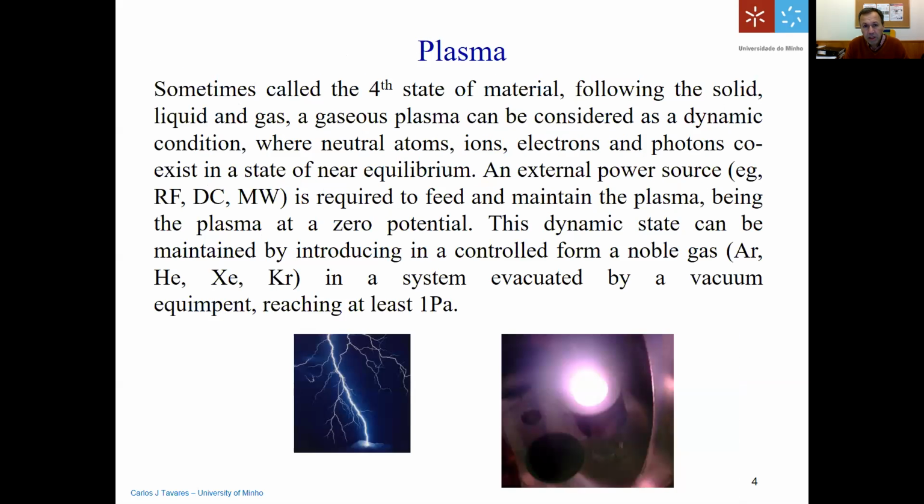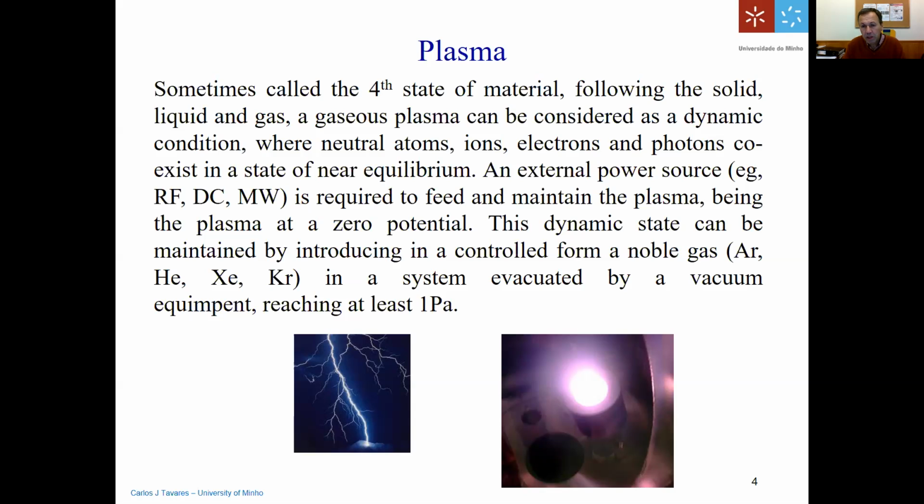As I said, you really need to have a plasma, and sometimes the plasma is called the fourth state of matter. So you have the solid, liquid, gas, and you also have a gaseous plasma, which is a very dynamic condition where neutral atoms, ions, electrons and photons coexist. Normally in the plasma, the total charge is 0, because you have to add the positive ions and the electrons, and the total charge should be equal to 0.